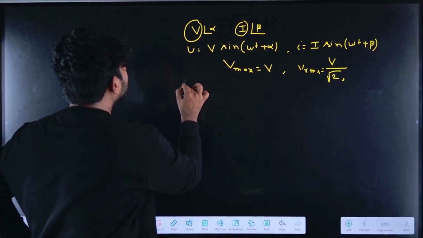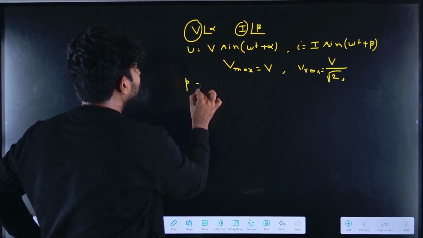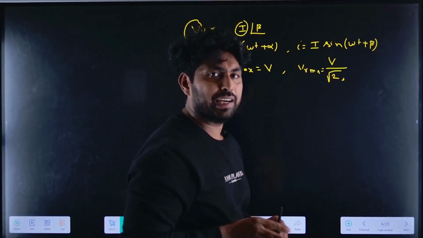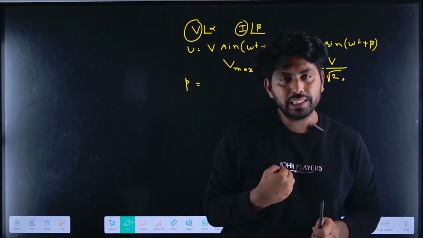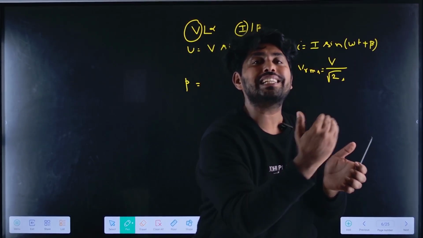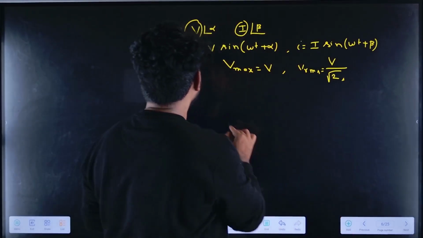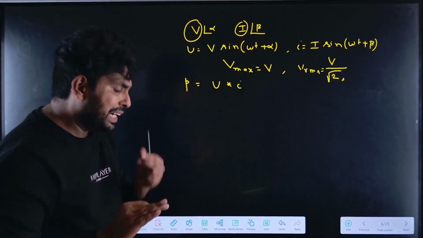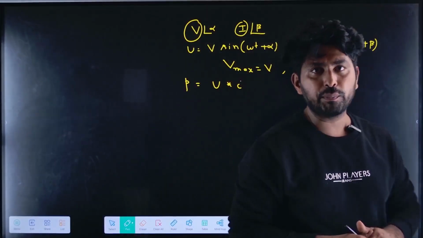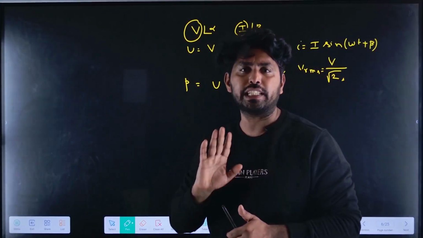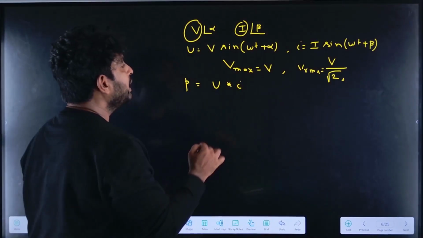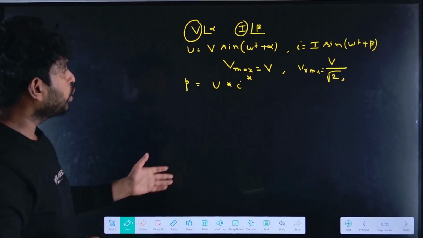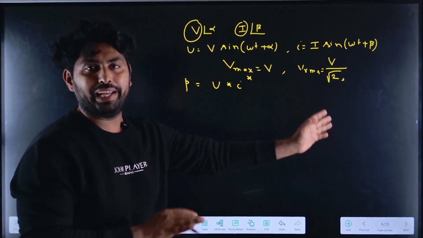How can we find the complex power? If I want to find the complex power, I need to multiply the voltage and current. We know that the multiplication of voltage and current is power. So here V into I. But it is an AC power, so one more condition should be satisfied. What is that condition? We need to keep the conjugate here. Power equal to V into conjugate of I, right?